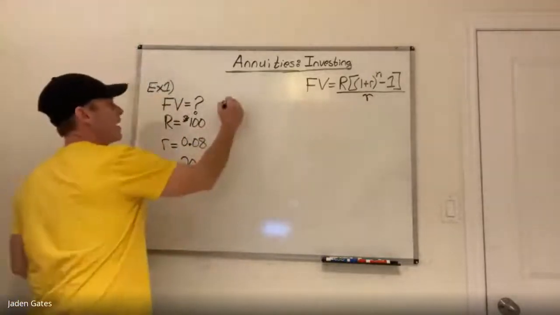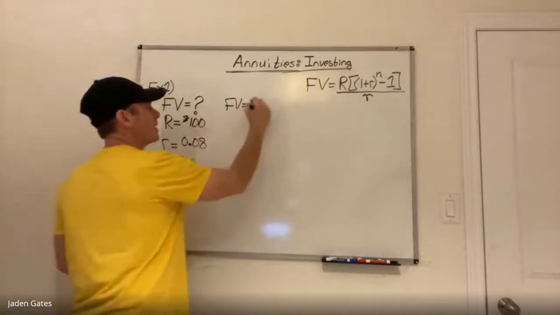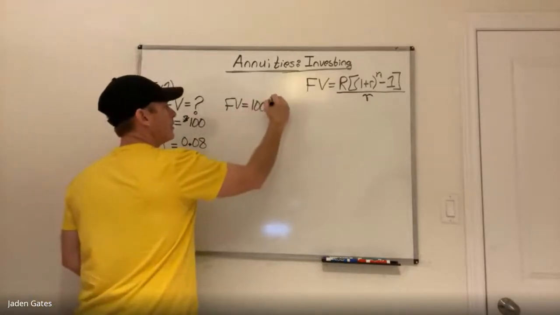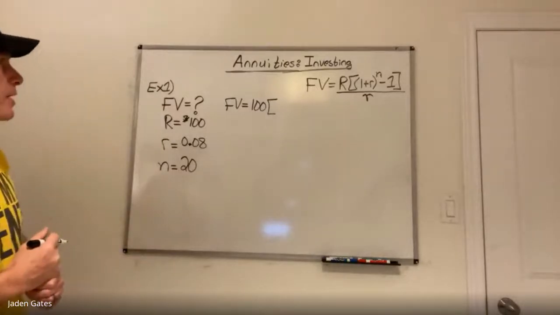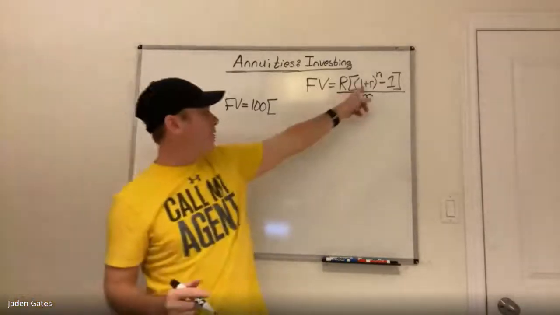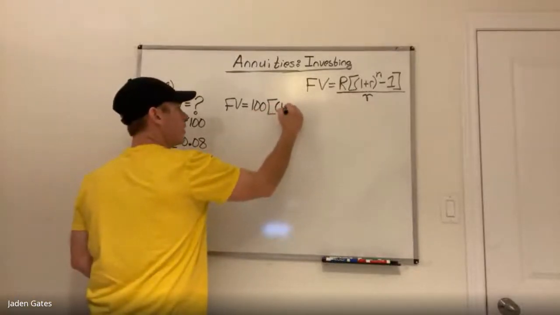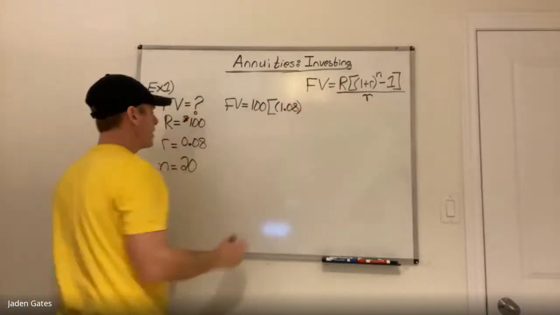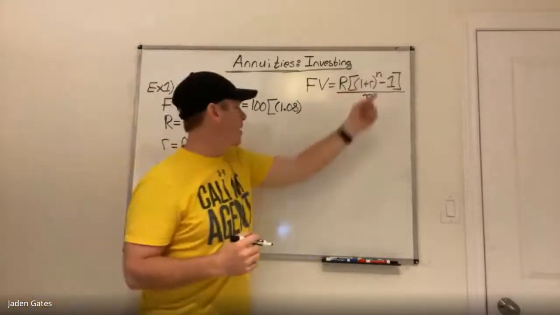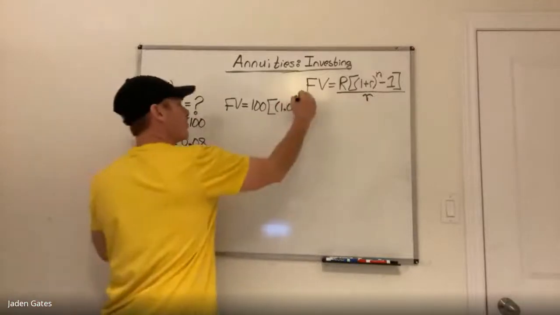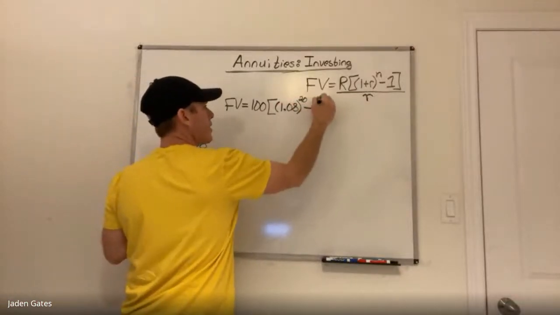And so I have my FV is equal to, again, my regular payment, which is 100. Big square brackets here because I have brackets within brackets. That's why I go with the square brackets. I see here I have 1 plus the interest rate. So I'm going to go 1.08 because my interest rate is 0.08. And the number of compounding periods, it's going to be compounded 20 times because we're going to make that many payments. And then I got my minus 1 here.